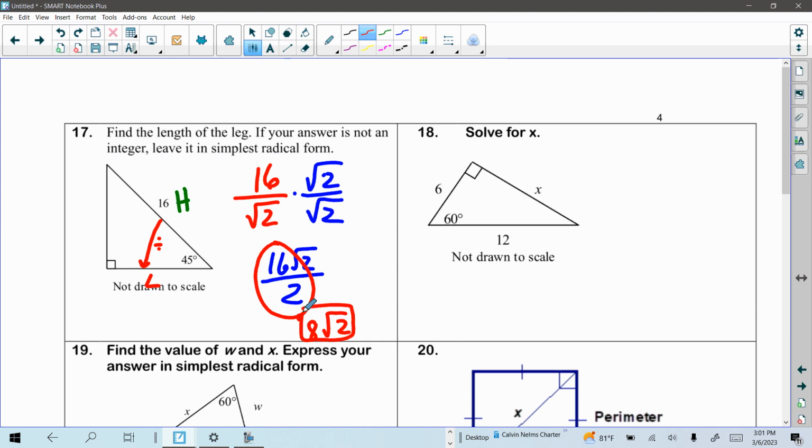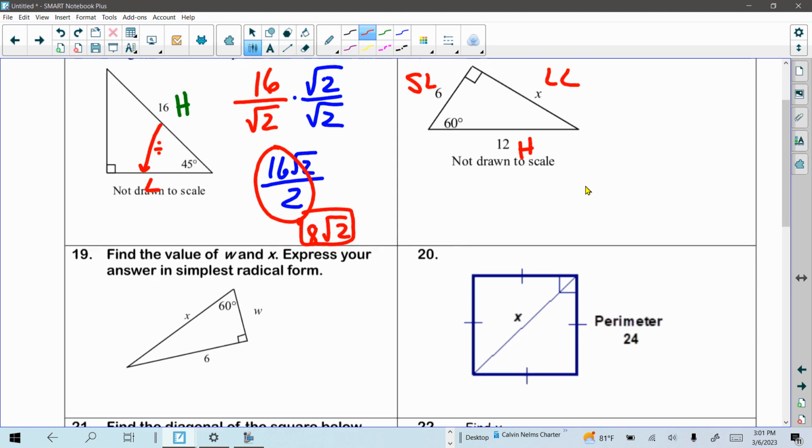On 18, labeling your sides that you know. So like the 12 here would be the hypotenuse. The 6 would be the short leg. The x is the long leg. So you're going from short leg to long leg there. I'm not going to do that one.